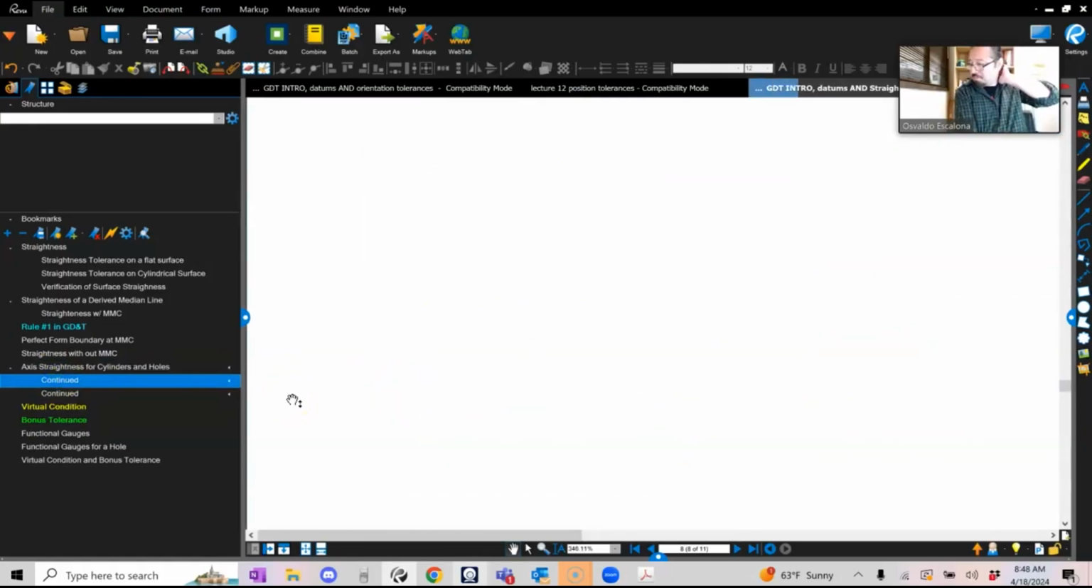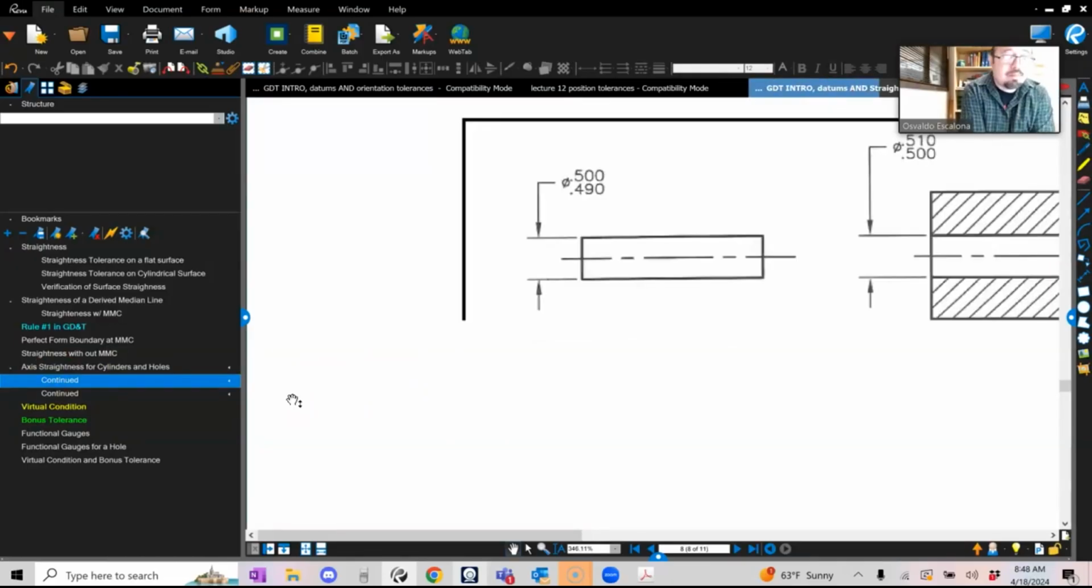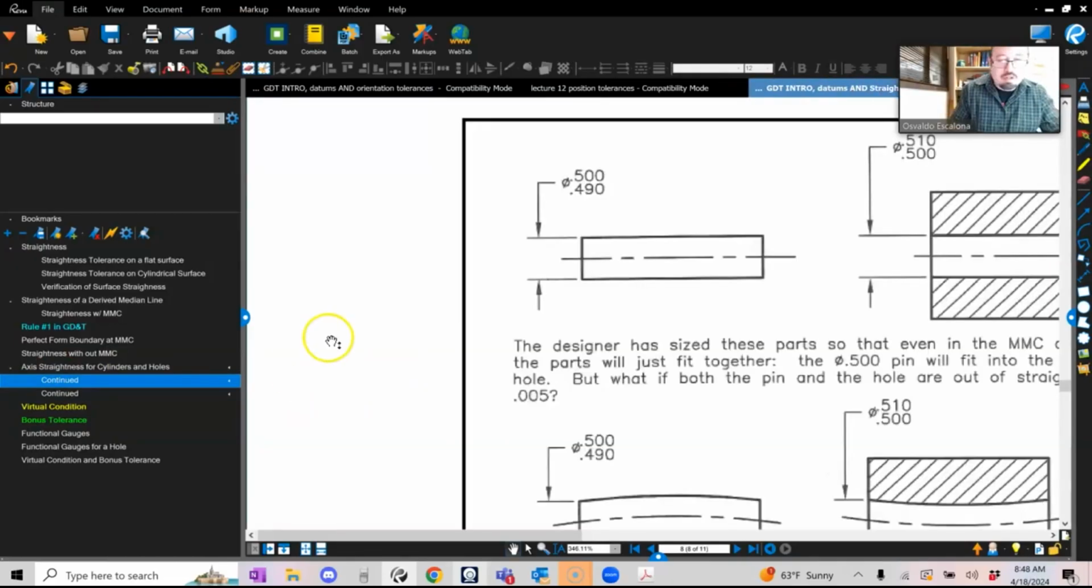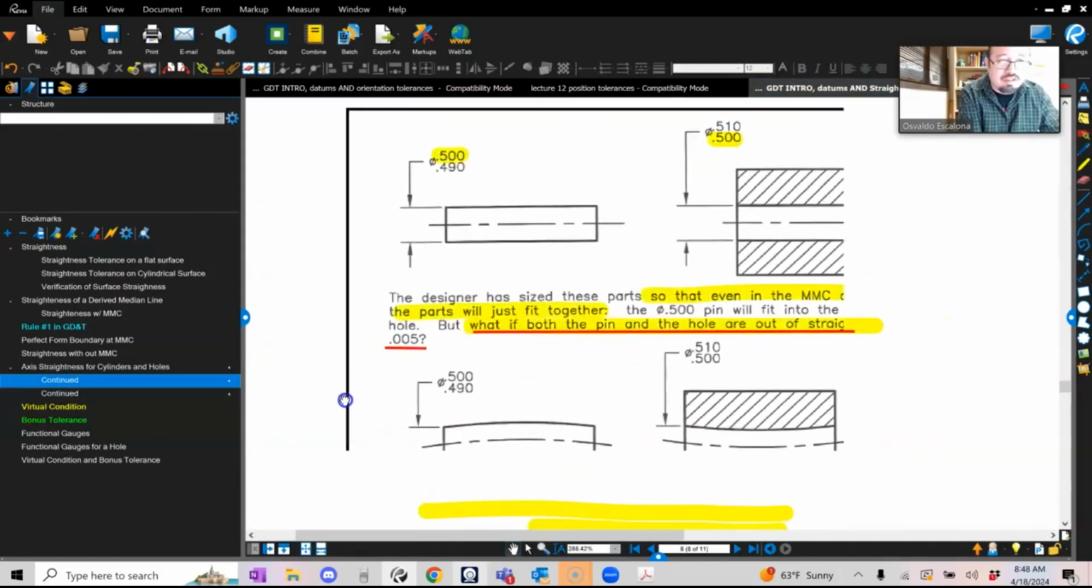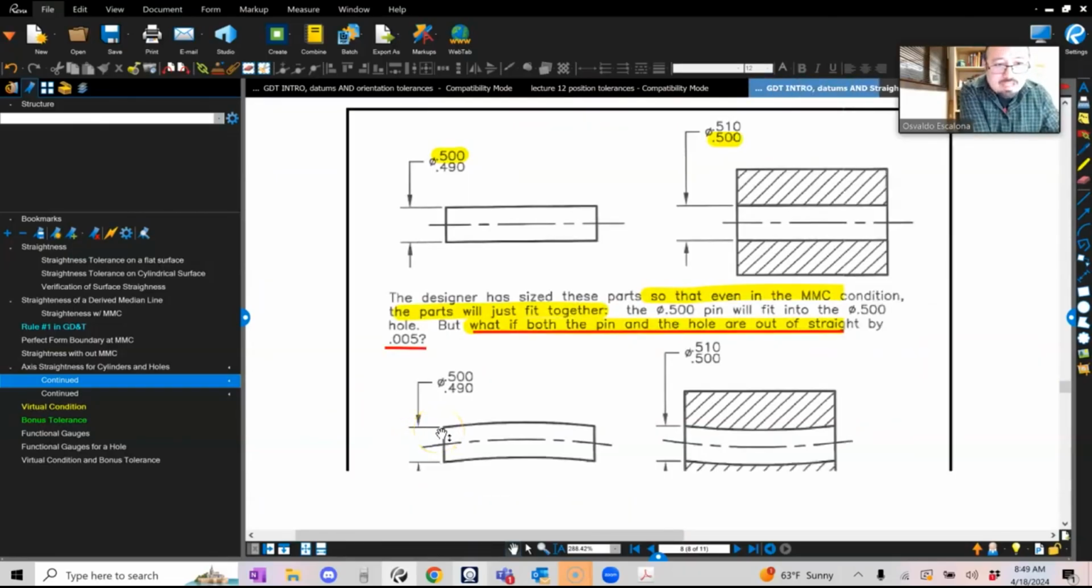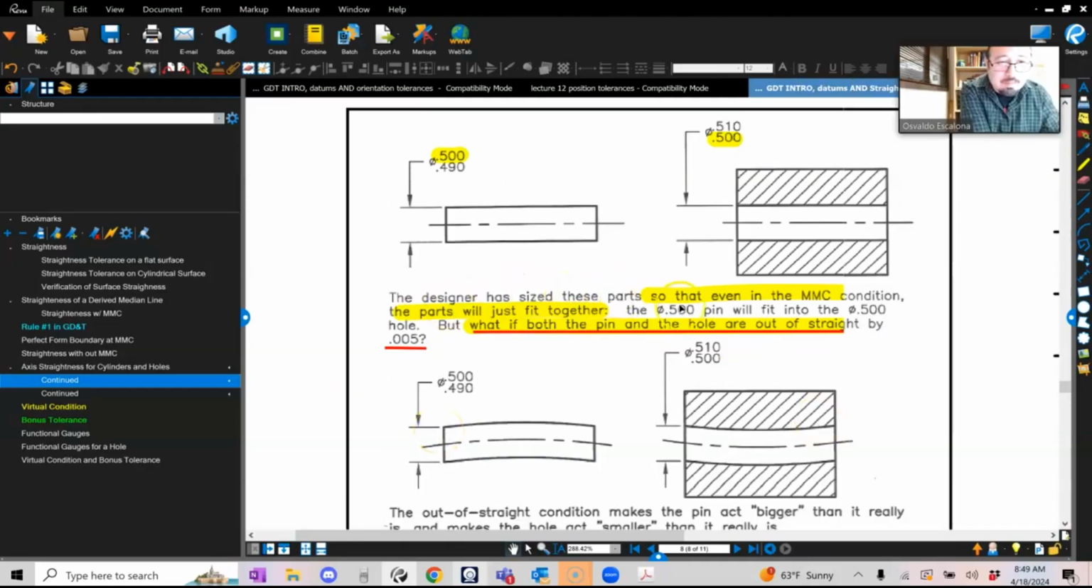However, there might be cases where, if I were to measure the part, it comes up a little bit crooked. Like in reality, it will come that way, and if I measure it, it might still be okay. So if the designer has sized the part so that even in the MMC condition the part will just fit together, the 0.500 will fit into the 0.50 hole.